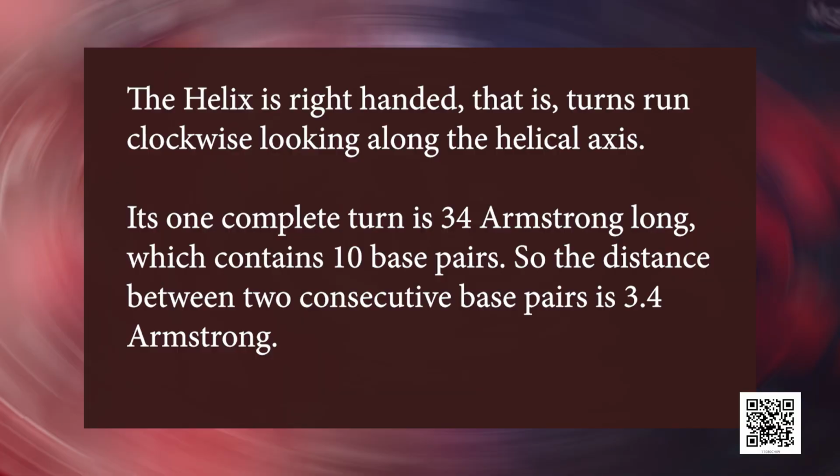The helix is right-handed, that is, the turns run clockwise looking along the helical axis. One complete turn of a DNA helix is 34 angstrom long, which contains 10 base pairs. So, the distance between two consecutive base pairs is 3.4 angstrom. We will now come to the topic of enzymes.